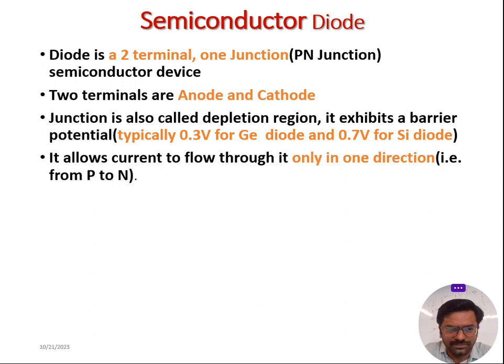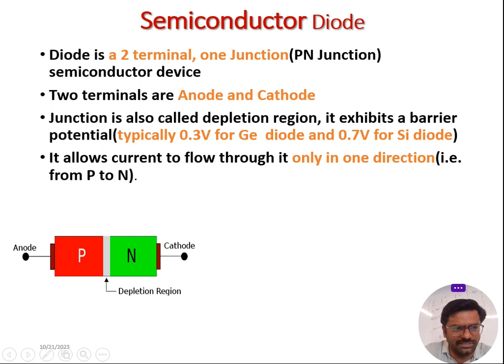Now we see what is the major role of a semiconductor diode. Here the diode is used to allow the current to pass through only in one direction. Usually the direction of current in the diode is from P type material to N type material.